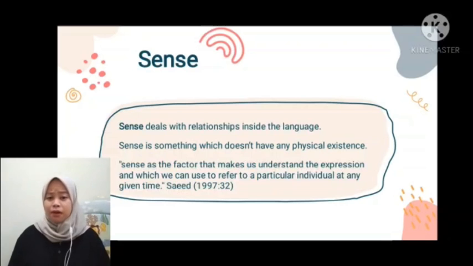And the purpose of the statement above, sense as a factor that makes us understand the expression, refers to a specific individual. As Hurford says, the sense of an expression is an abstraction, but it is helpful to note that it is an abstraction that can be entertained in the mind of the language user. When a person understands fully what is said to him, it is reasonable to say that he grasps the sense of the expression he hears. Thus, it is clear that sense is something abstract and lies in the mind of the language user. If a person can fully understand what other people are saying to him, it means he can grasp the sense of what is heard.